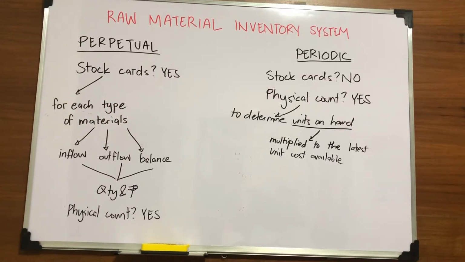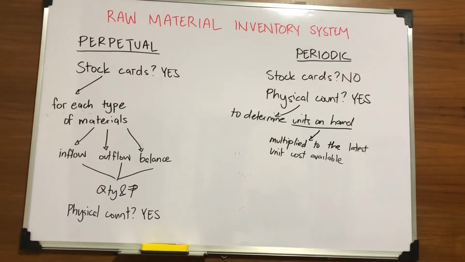You do this because you want to determine the inflow, outflow, and the balance of your material in relation to the quantity and the peso amount. To check and reconcile your inventory stock card and your raw material inventory ledger balance, to determine its accuracy, you have to perform a physical count periodically. Sometimes you do this at the end of the year or whenever the management intends to do so. So that is your check and balance.